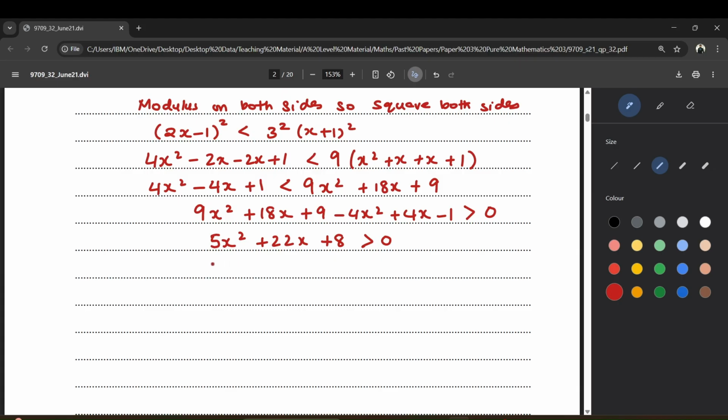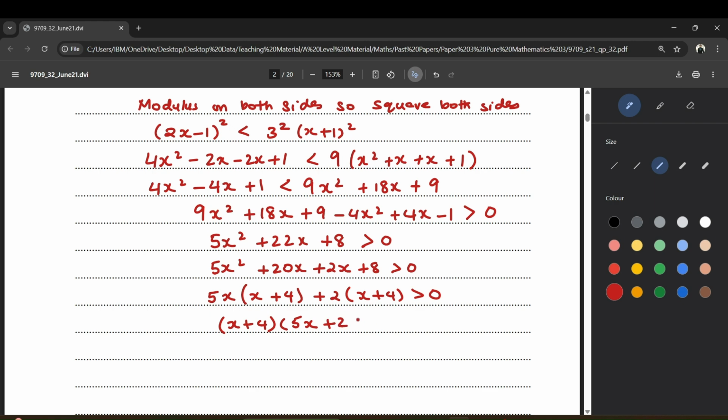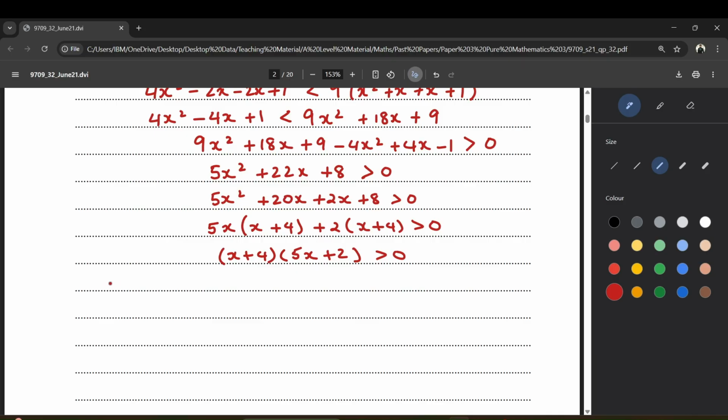Okay, so 5x squared plus 20x plus 2x plus 8 is greater than 0. 5x is common, so we will have x plus 4, plus 2 is common, so x plus 4 is left. Then we can take x plus 4 common, and we have 5x plus 2 greater than 0. Okay, now in order to solve this, we need to find the critical values.